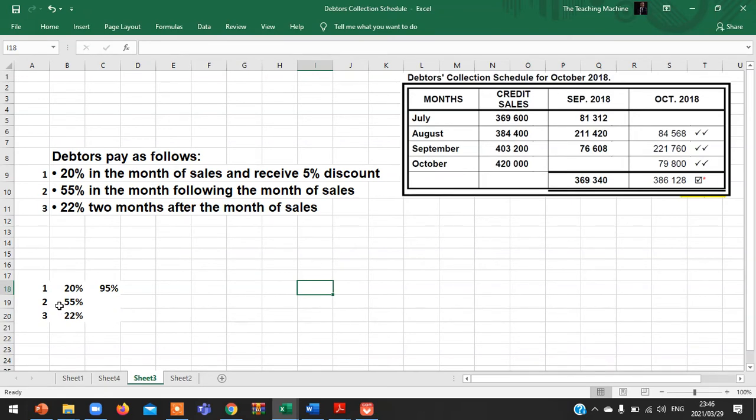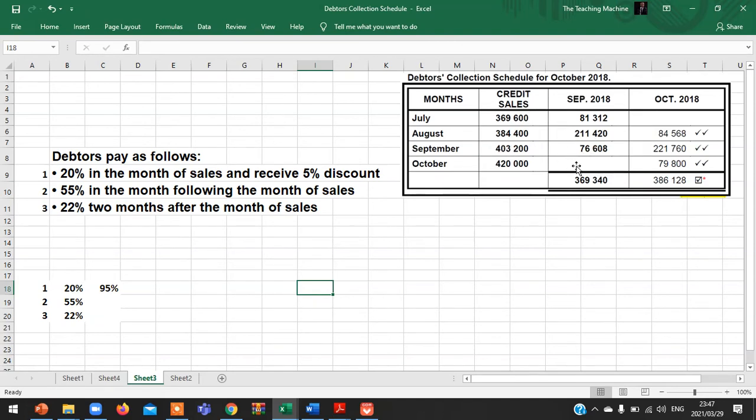Your 2 says collect 55%. So when you say 384,400 multiplied by 55%, it will give you this amount. And then from August to October, it's 3 months: August, September, October. And then your 3 says collect 22%. So when you say 384,400 multiplied by 22%, it will definitely give you this amount. Sorry, from September to September, it's 1 month.